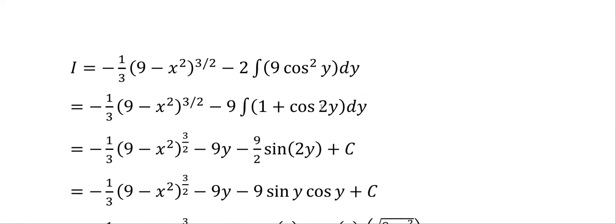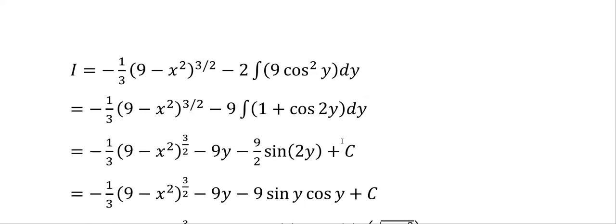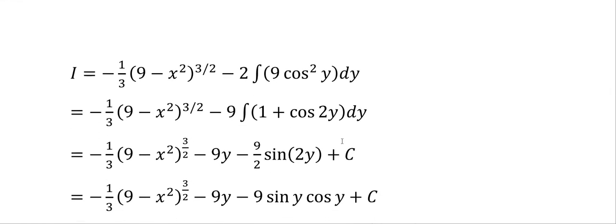So that's what happened over here. And then we integrate. So that's minus 9y, minus because of this minus 9 over here, minus 9 over 2 sine of 2y plus c. By the way, here I use the trig identity that sine of 2y is 2 sine y cosine y. So that's what I did first.